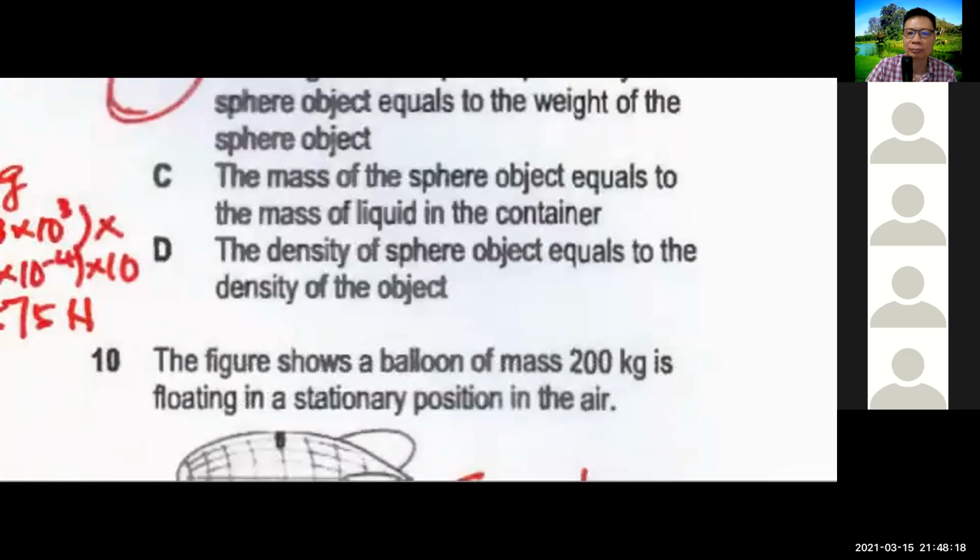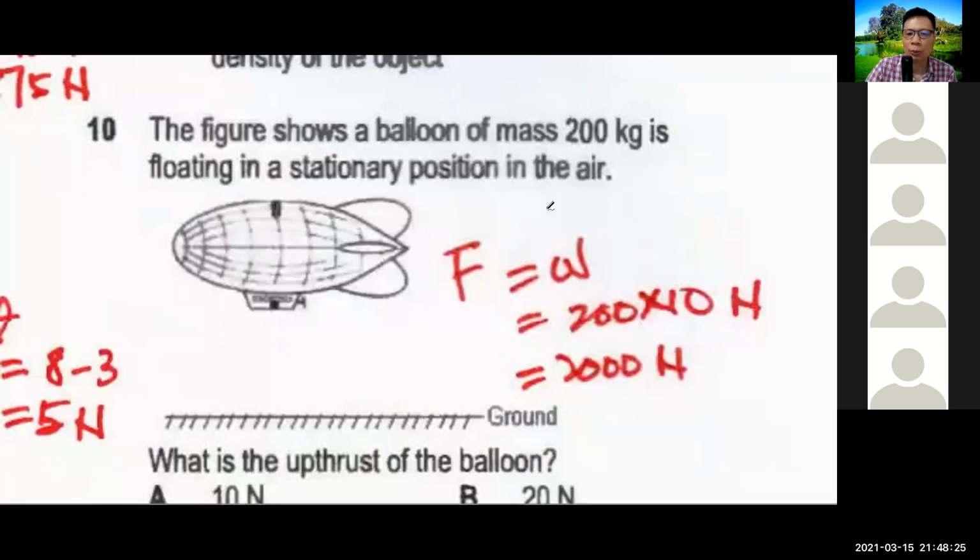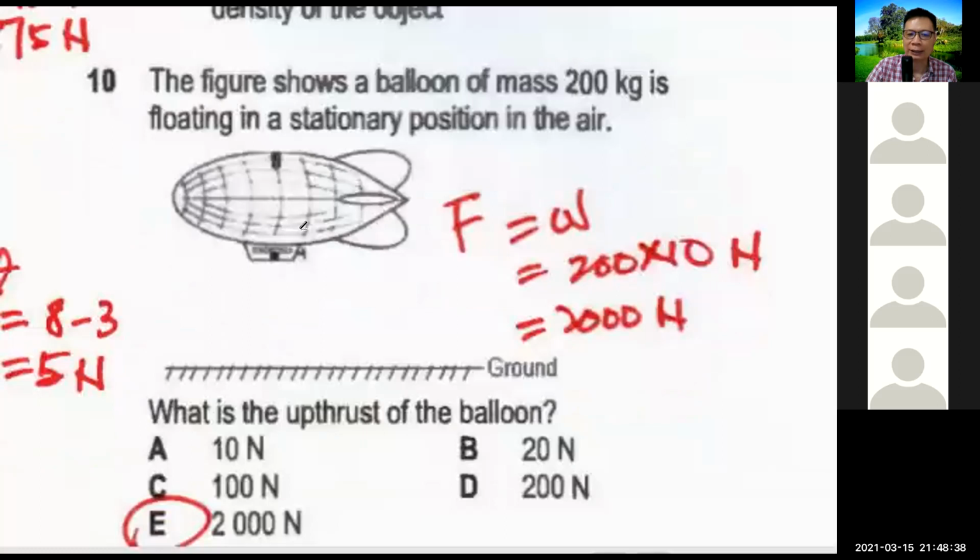Okay, one last question, number 10. 2000. The buoyant force must equal the weight of the object. The weight is 2000 Newton. So the upthrust is also 2000, because the upthrust must equal the weight since this thing floats stationary. When it floats stationary, it means the upthrust equals the weight. So the weight is 2000, so the upthrust is also 2000.